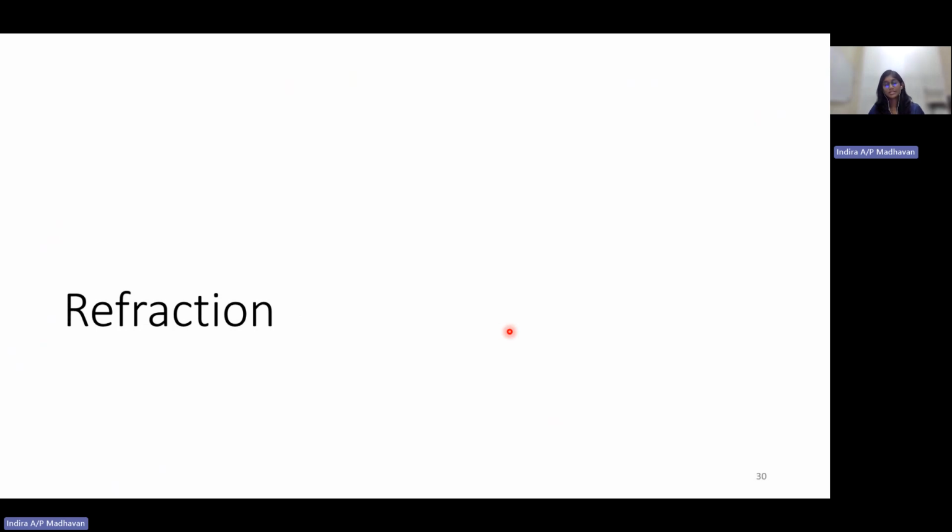Okay, so refraction is one thing that you have to remember. Refraction is only performed if the distance VA after the pinhole measurement shows a significant improvement. Otherwise, we don't do refraction on all patients. It is based on the need, based on the VA, and based on the history taking. If in the history taking the patient has no complaint related to distance VA and all that, it's okay, then no need to do it.